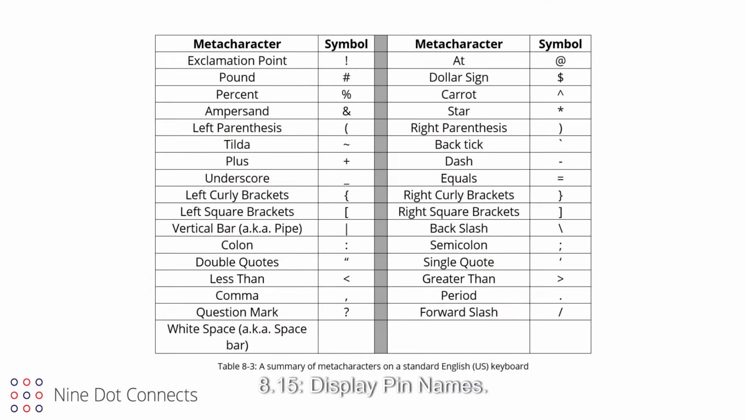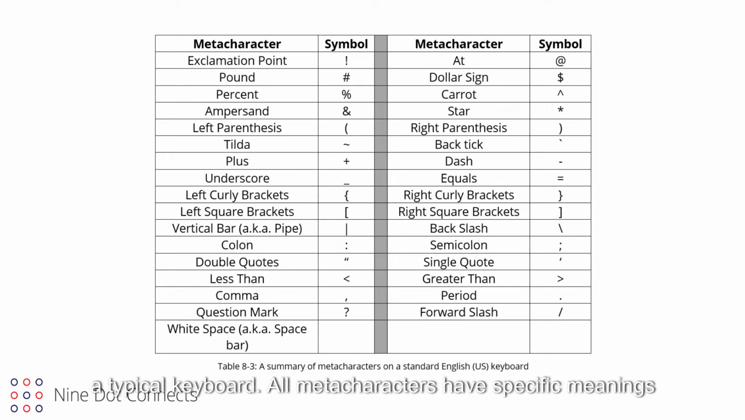8.15. Display pin names. Pin names are very beneficial, especially with IC-style components where the graphic itself does not provide functional information. The pin names can give hints as to the functionality of the symbol. For example, if a component has an enable, a read-write, data, and address pins, it is likely a memory of some sort. One should avoid the use of metacharacters in the name. Alphanumeric characters are A through Z, both upper and lower case, and the numbers characters 0 through 9. All non-alphanumeric characters are metacharacters. Here are examples of metacharacters found on a typical keyboard.